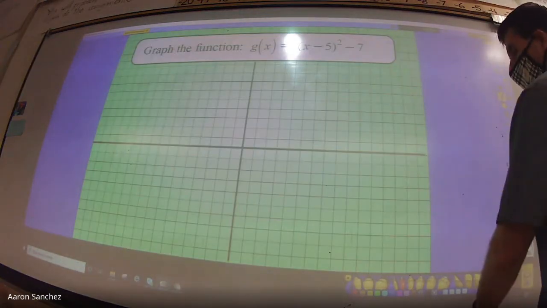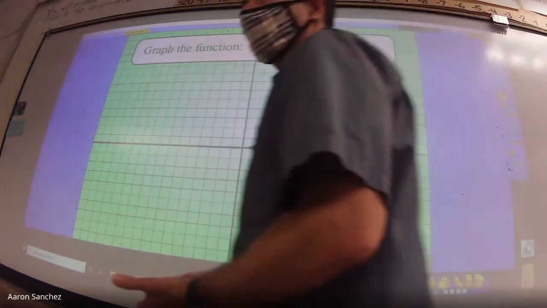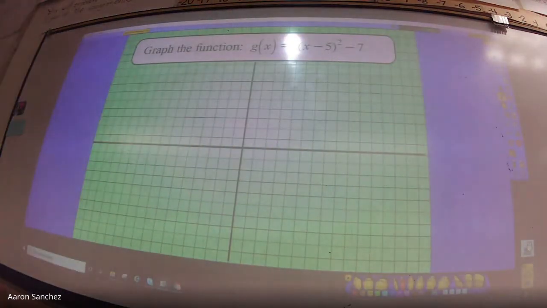Next problem, graph the function. Okay, so you have a function. What form is that? Recall it? Starts with a V, rhymes with vertex form. Vertex form, right? This is one that you guys should be able to do pretty quickly, I think.